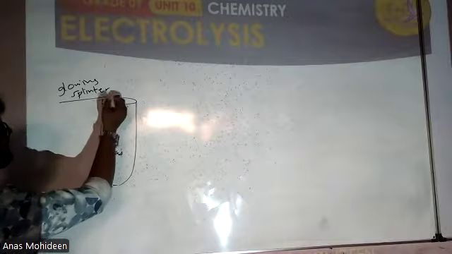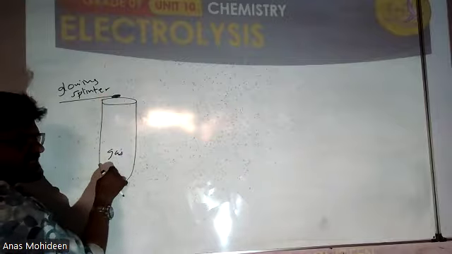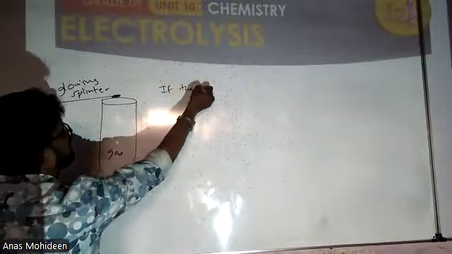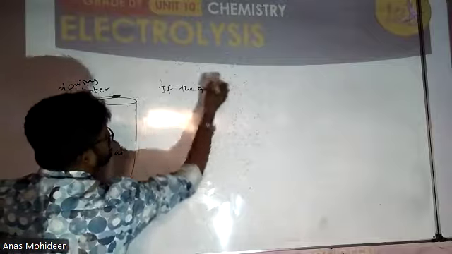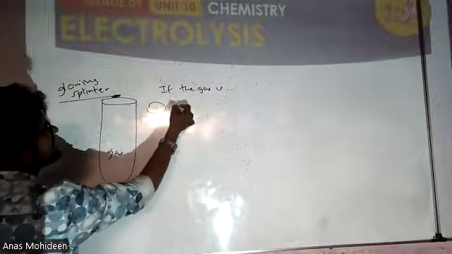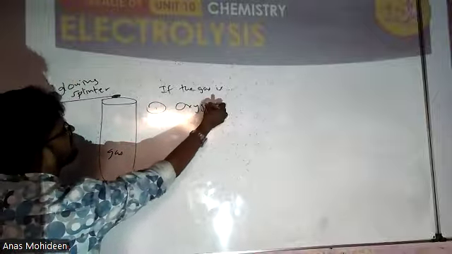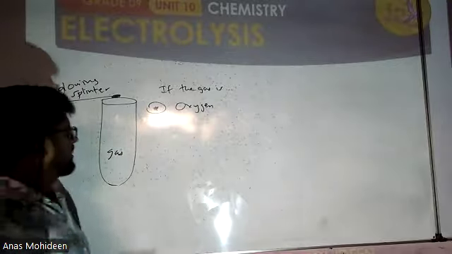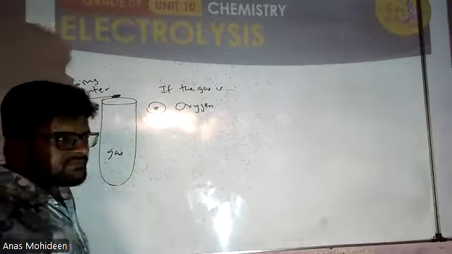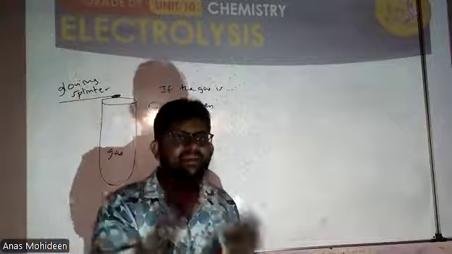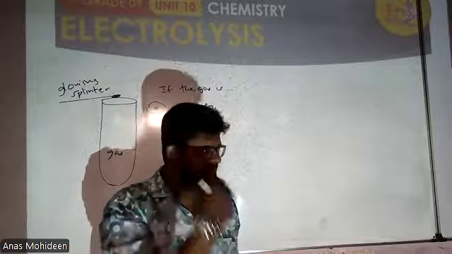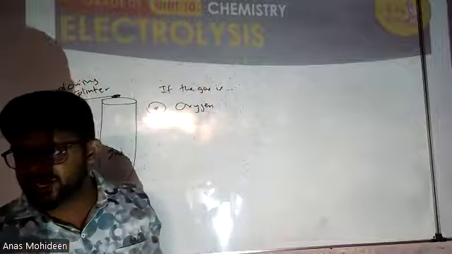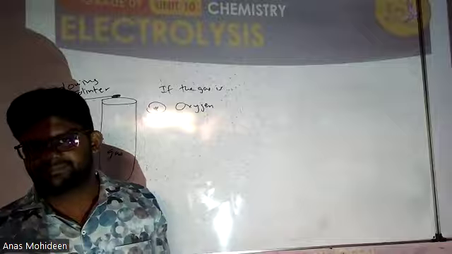Now, if the gas is oxygen, you know what happens? The glowing splinter will reignite, burning again, giving a bright flame. It burns again, giving a bright flame.